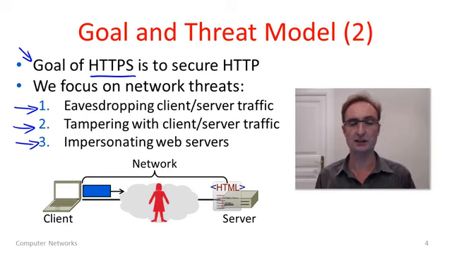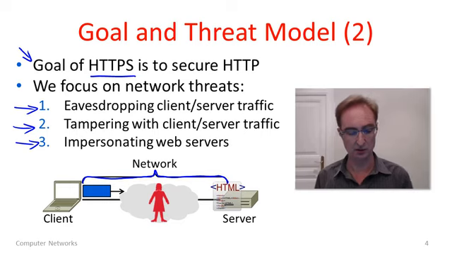And the third threat is that of impersonating a web server. When a client's talking to a web server, it thinks it's talking to a certain server. It should be right. So if you think you're talking to your bank, we would like it to be the case that you really are talking to your bank, or at least that you have some way to check that. You'll notice that all of these threats relate to the network portion of the protocol here.